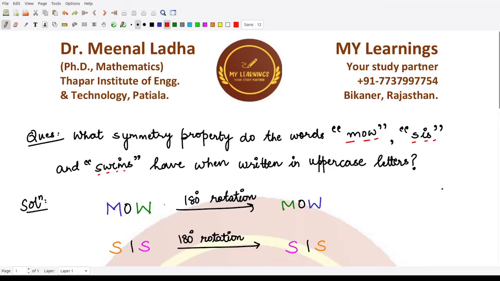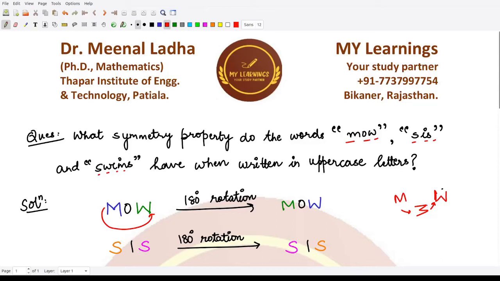Now you can very clearly see that if you rotate this by 180 degrees, what would happen to this M? This M would come to the position of W and, moreover, it would be flipped, right? How? Because this M was initially like this. When you rotate it by 90 degrees, it would look like this. And when you rotate it again by 90 degrees, it would look like this, right? This is how it would look.